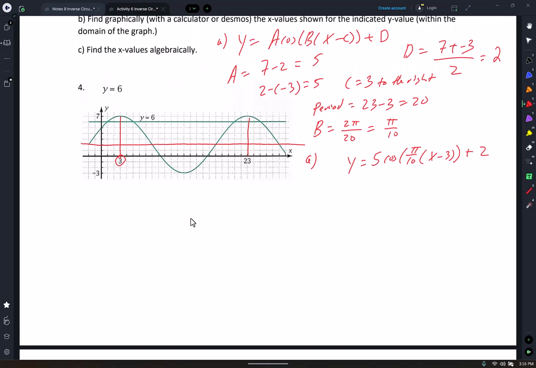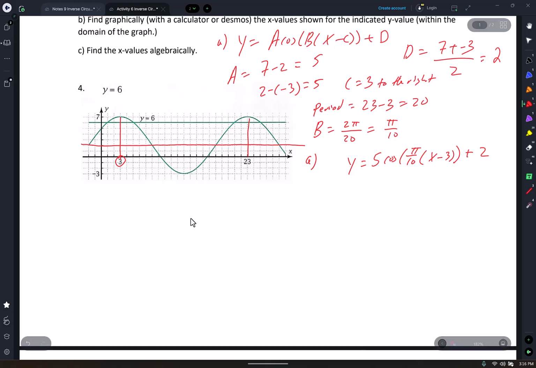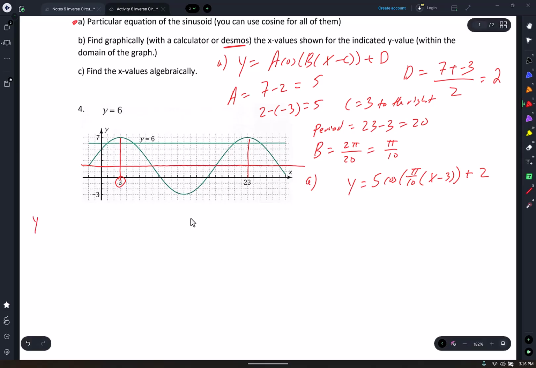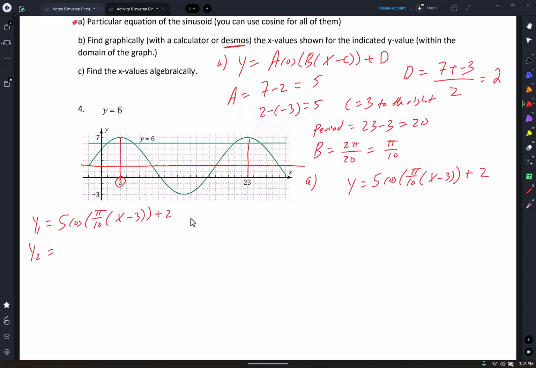Are you okay so far, guys? All right, letter B. Find graphically with a calculator or Desmos, because you'll have Desmos, maybe it's easier in Desmos, the x value shown for the indicated y value within the domain of the graph. Okay, so on my y1 in the calculator, I'm going to type in 5 cosine pi over 10, parenthesis, x minus 3, close, plus 2. On the y2, I'm going to type 6.